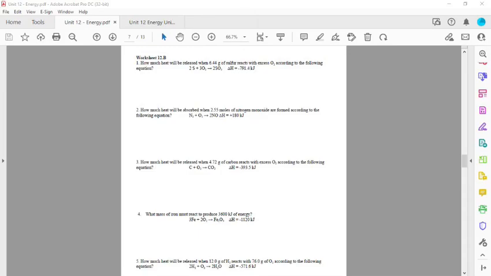Now, I do want you to go ahead, if you haven't already, and work on worksheet 12B. This is all that same stoichiometry stuff we've been seeing. Some of it starts with moles, some of it starts with kilojoules, some of it asks for grams, some of it gives you grams, so be aware of that. Anytime you see grams, you need to grab a periodic table and add up the mass of that substance.